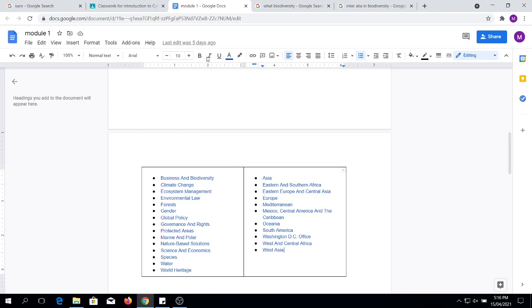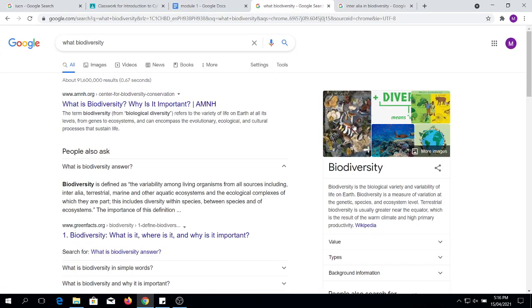So when you say biodiversity, class, it is the biological variety and variability of life on Earth. So biodiversity is a measure of variation at the genetic level, at the species level, and at the ecosystem level. So terrestrial biodiversity is usually greater near the equator, which is the result of the warm climate and high productivity.